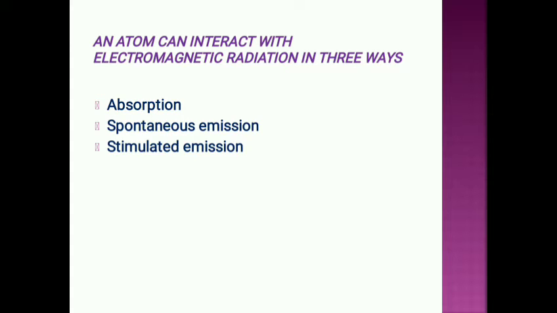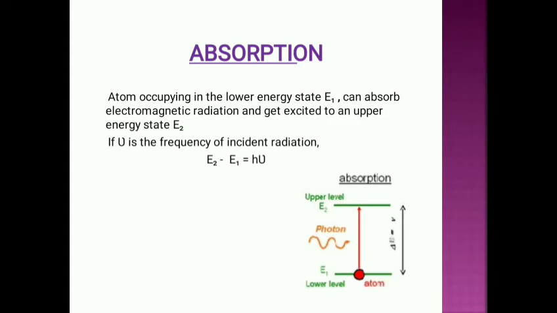And an atom can interact with the electromagnetic radiation in three different ways. They are absorption, spontaneous emission, and stimulated emission. Now we can discuss these three processes. And the first is absorption. An atom occupying the lower energy state, which is represented as E1, can absorb electromagnetic radiation and get excited to an upper energy state, which is represented as E2.